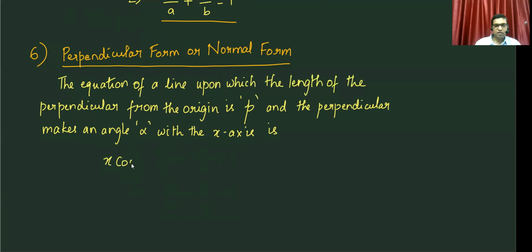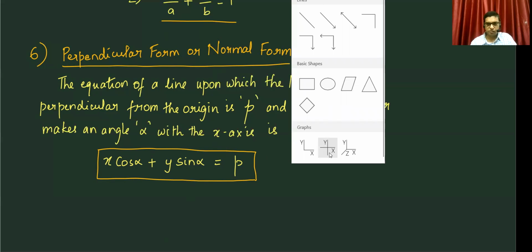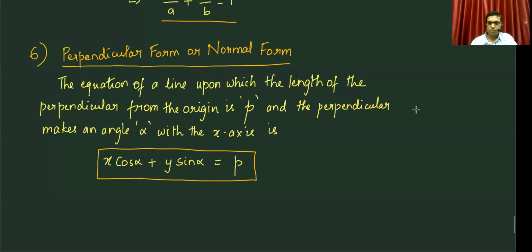The equation is x cos alpha plus y sin alpha equal to p. This perpendicular form is an important form. In some particular problems, it is very useful. So let's see how it looks. The perpendicular form.